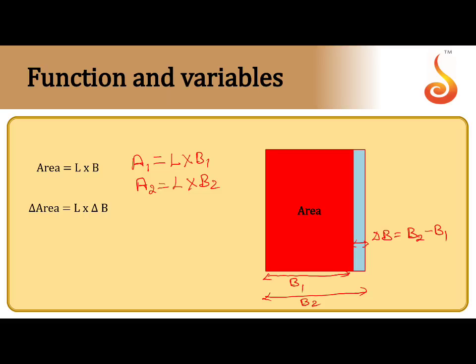So, what is the change in the area? Delta A is equal to A2 minus A1. This will be L into B2 minus L into B1. If I take L common out, B2 minus B1. What is B2 minus B1? It is nothing but delta B. So there is a small change in the area due to a small change in the breadth. I hope you understood the meaning of small changes.